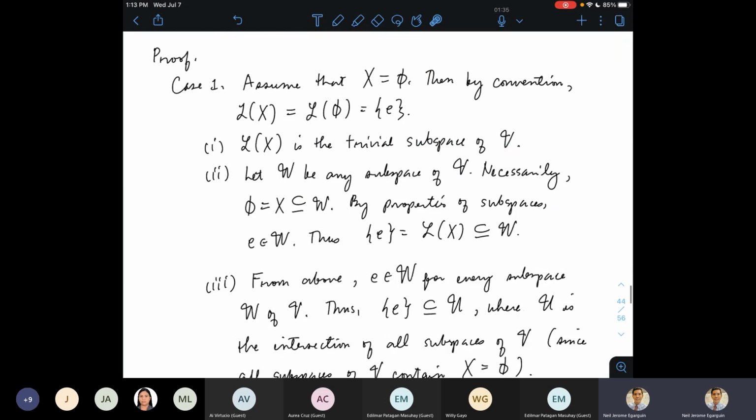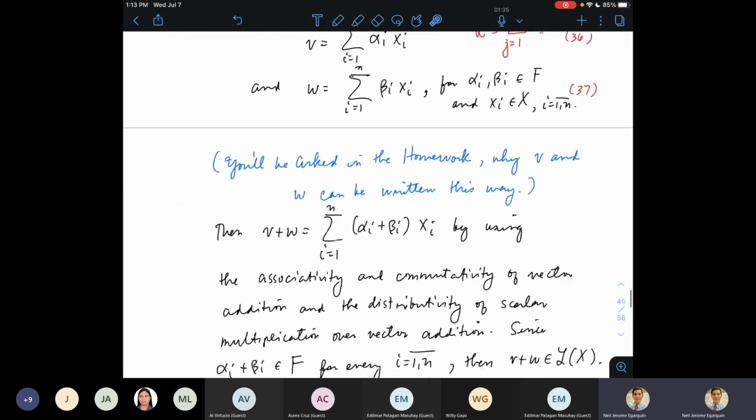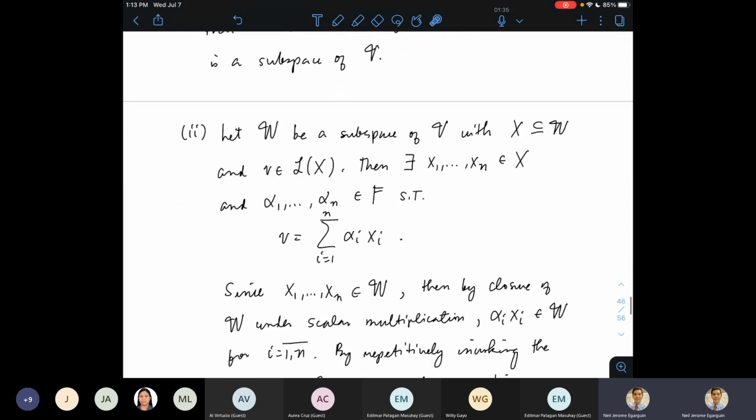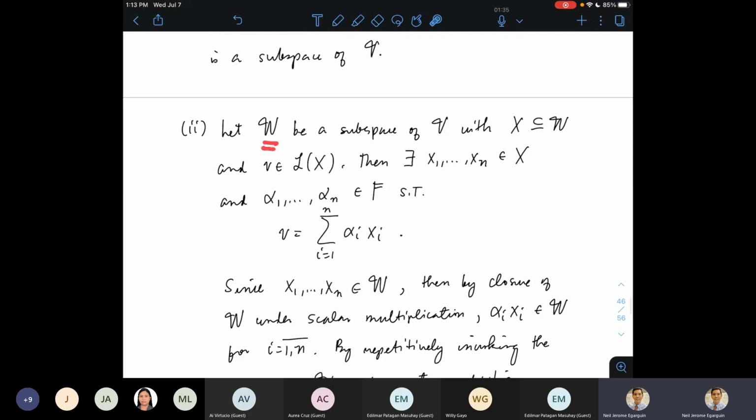I think I wrote that here. Okay, so here in the proof, I assume that I have a subspace W of V, which contains capital X. And then we want to show that curly L of X also is contained in W. Right? Yan yung inclusion na gusto natin ipakita. And recall that whenever you want to prove inclusion, you want to show that if you start with an element of this guy, that is also an element of W. That's how you prove being a subset, all right?